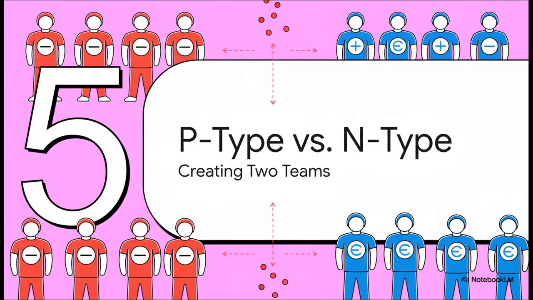So what does doping let us do? Well, it allows us to create two completely different flavors of semiconductor, something called P-type and something called N-type. It's probably easiest to think of them as creating two different teams of charge carriers.